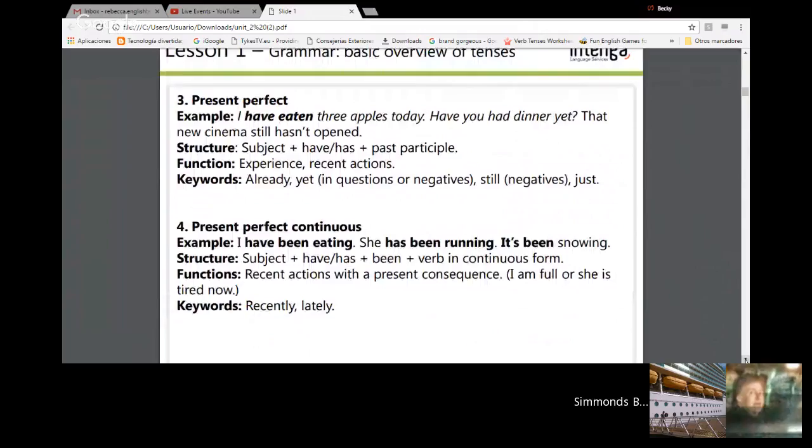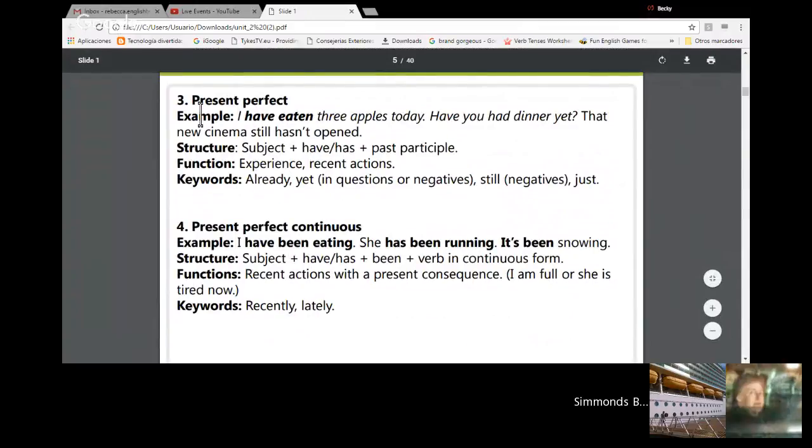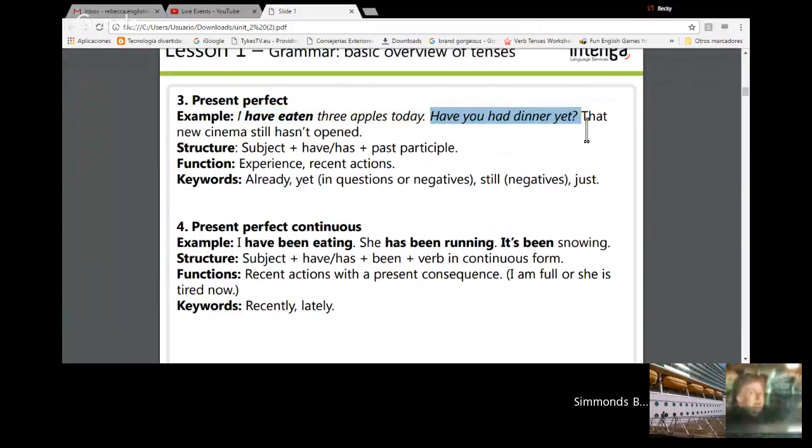I believe this is where we ended in the last class. Maybe Ken can confirm that once we get to the next slide. But we talked about the present perfect. I have eaten 3 apples today. That's great. In the question form, have you had dinner yet? And that new cinema still hasn't opened, in the negative.